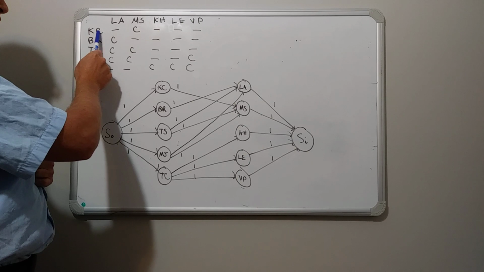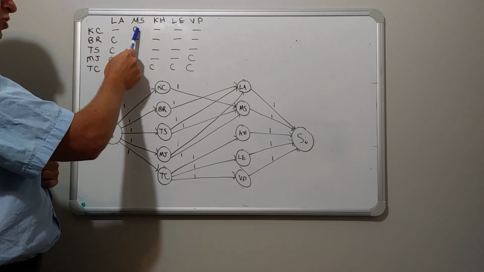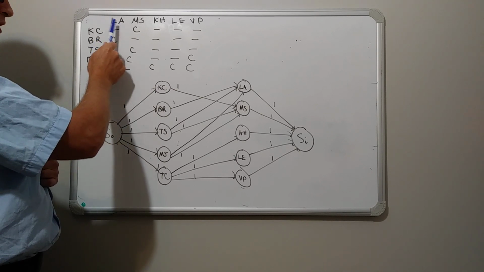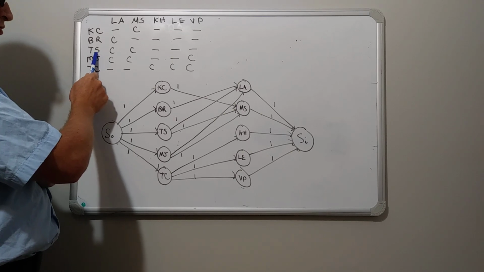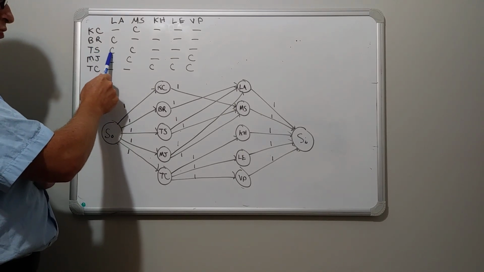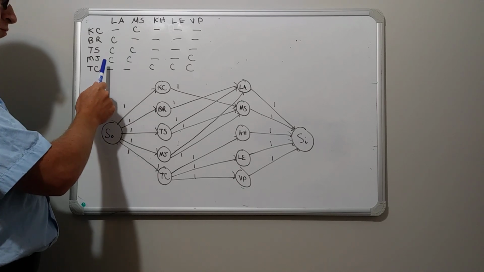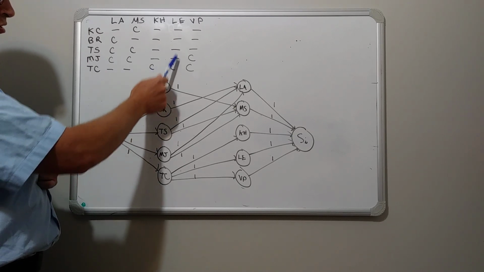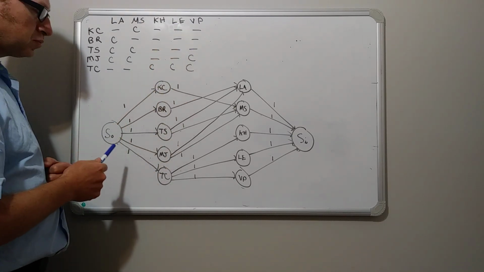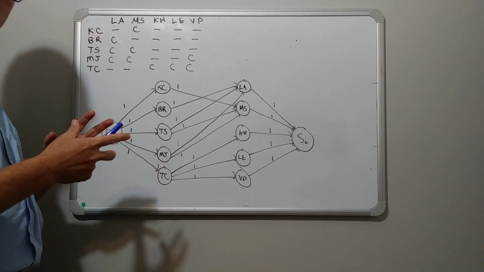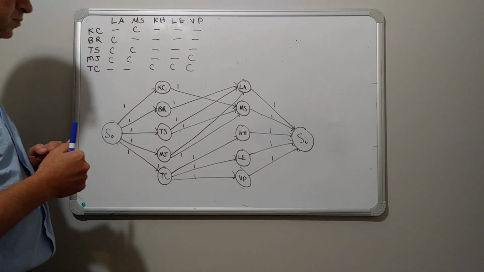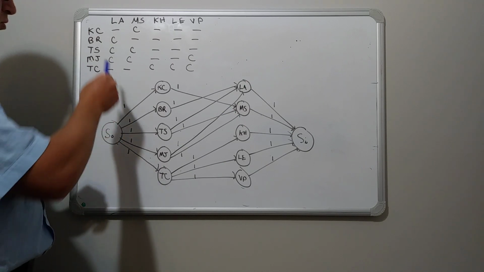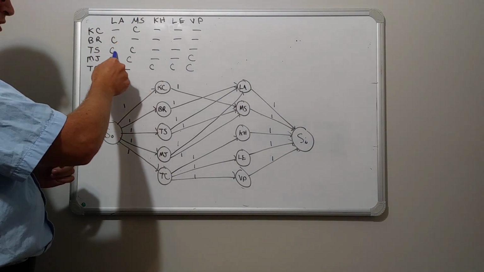Now, KC is only compatible with MS. BR is only compatible with LA. TS, however, is compatible with LA and MS. And TC is only compatible with KH, LE, and VP. So we want to make the maximal number of matches. And we have to make sure that we only match up 2 people that are compatible, that have a C here.